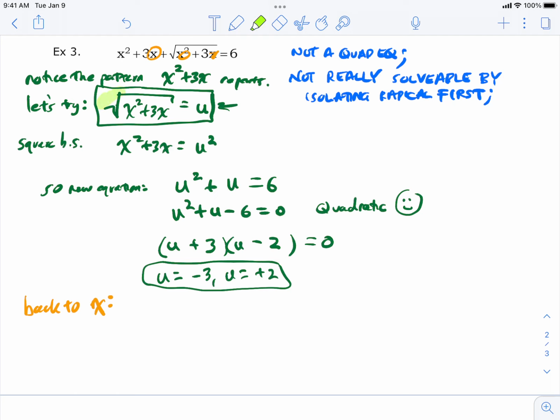You come back to where you defined what u was. This is your link between u and x right here, right? You said that when x squared plus 3x is in a square root, that's the same as u. So what we got here is the square root of x squared plus 3x.